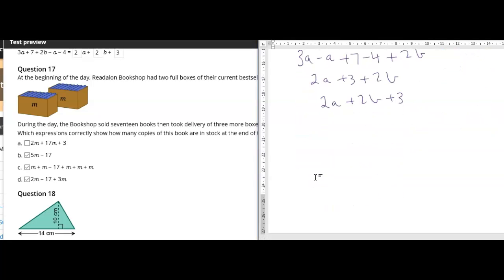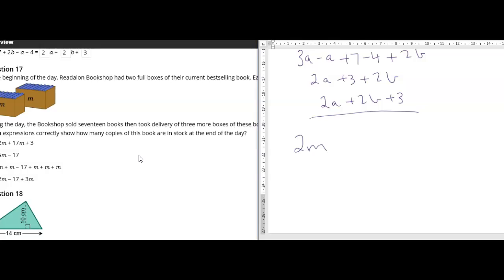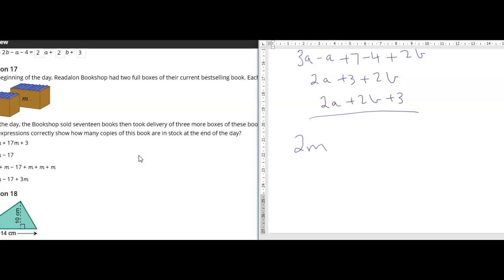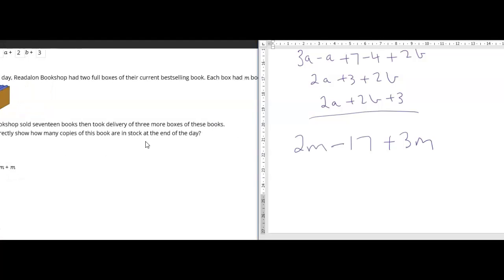Hold on, let's just work out how many books we've got at the moment. So we've got 2M books. So if there was 10 in each box, you would have 20 books altogether. If you had 15 books in each box, you would have 30 books altogether. Okay, so during the day, the bookshop sold 17 books, so minus 17, so we're taking away 17 books, then took a delivery of 3 more boxes. So we're adding another 3 boxes, 3M of these books.